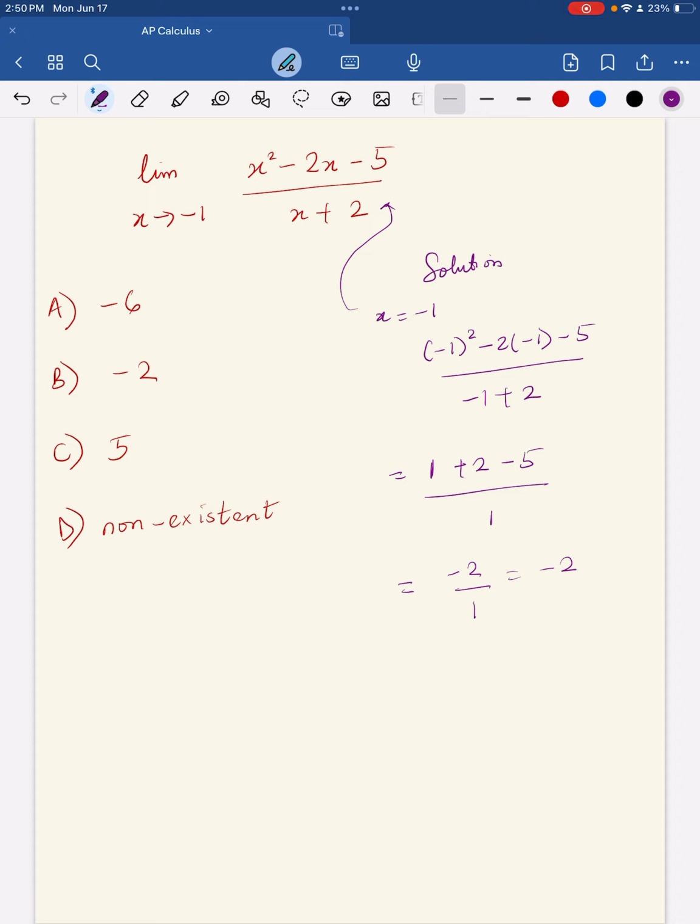And so we see that direct substitution into this equation gives us an answer. So direct substitution is always something you can try when solving basic limits. So this is our answer here, -2.